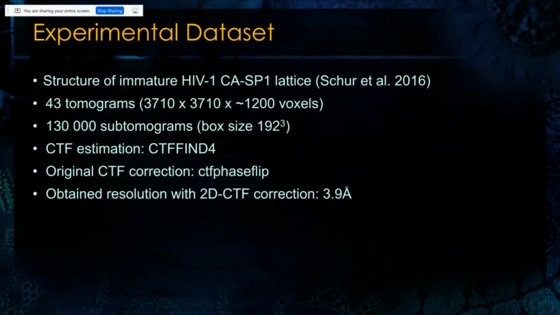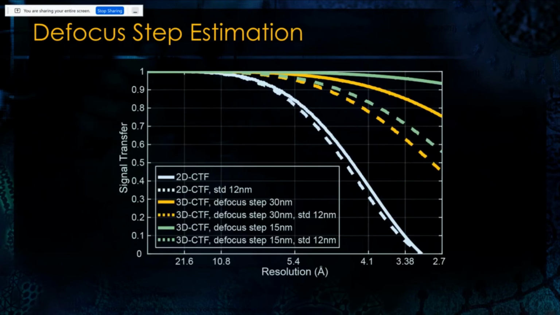The original CTF estimation was done with CTFFIND4, and the original CTF correction was CTF phase flip. The resolution obtained with the 2D CTF strip-based approach back then was 3.9 angstrom, and as I said, that was the highest subtomogram averaging resolution ever. So we decided to test our method on this one to see if we can improve the resolution of the structure. But first we had to establish this defocus step.